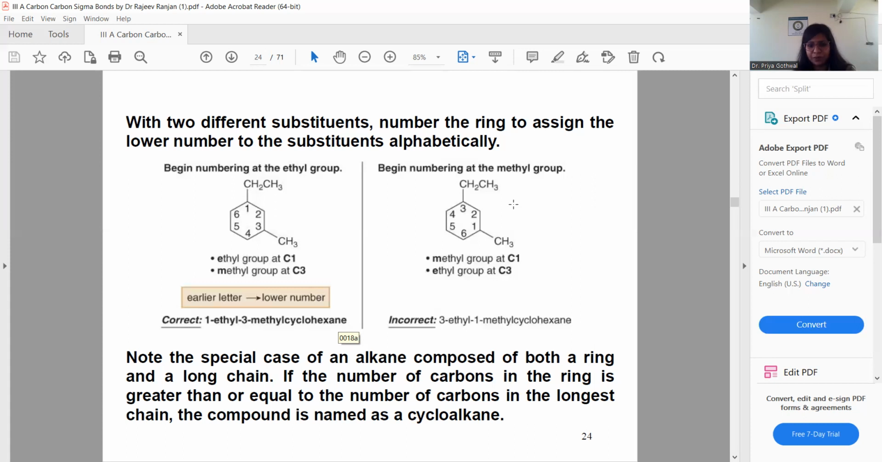The second possibility, which is incorrect, but we can understand by this example, is numbering with the methyl group at the C1 position and the ethyl group at the C3 position. The incorrect numbering is 3-ethyl 1-methyl cyclohexane.